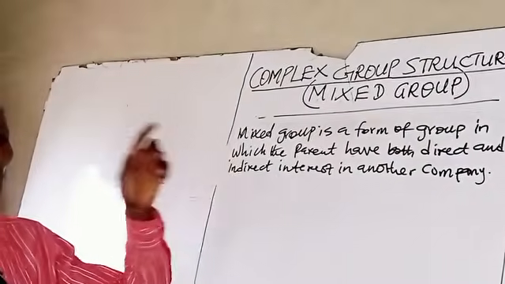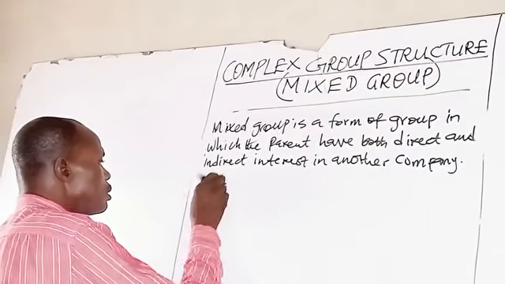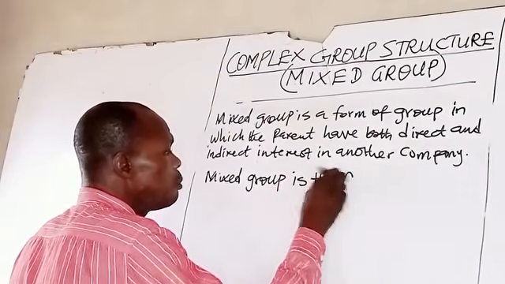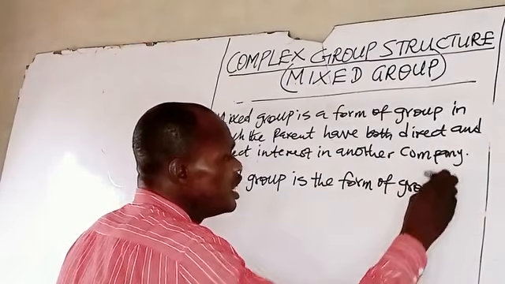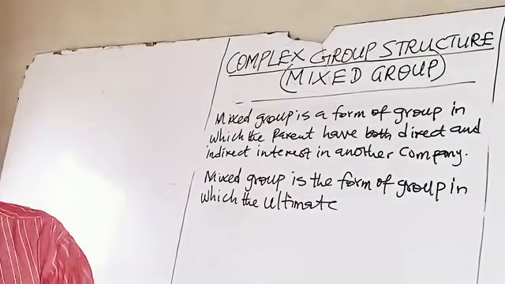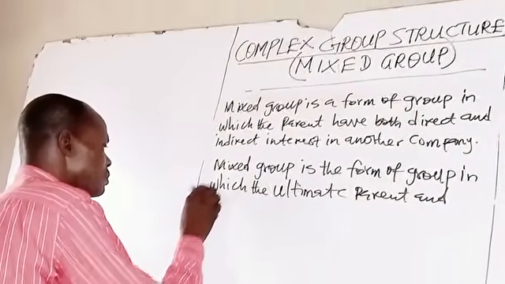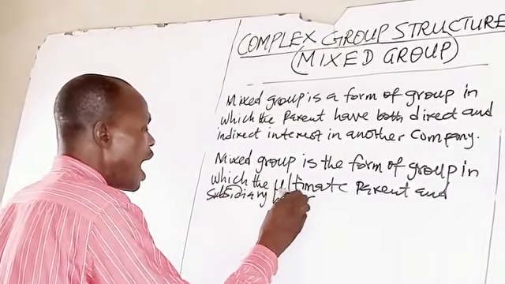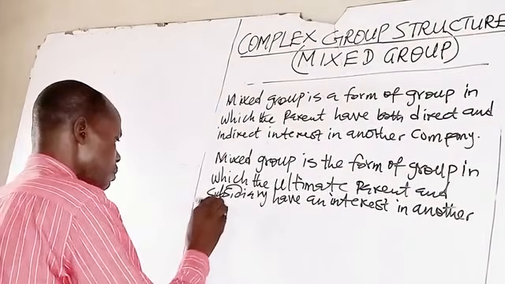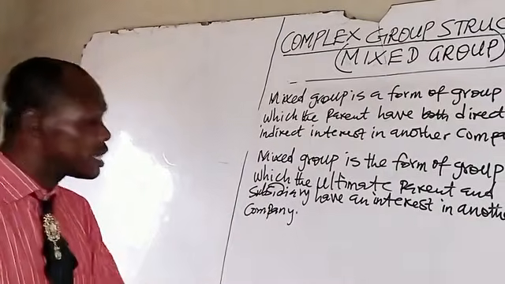Or I could say it is the type of group structure where the ultimate parent and subsidiary have an interest in another company. In other words, a mixed group structure is the form of group in which the ultimate parent and subsidiary have an interest in another company.